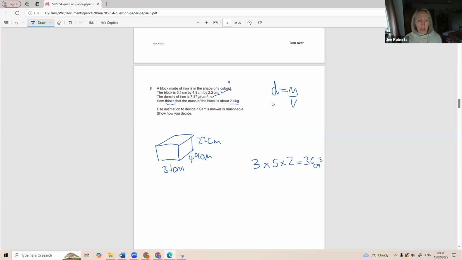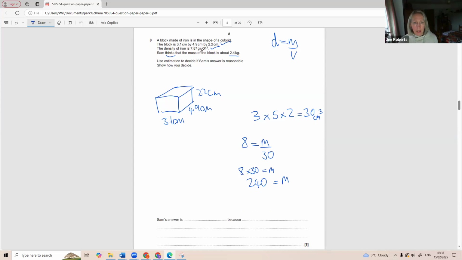Okay, density, I'm going to round that to 8. Let's put in my formula. We know 8. Let's make my mass the subject. So I'm going to times both sides by 30. 240. Okay, well, what are the units here?